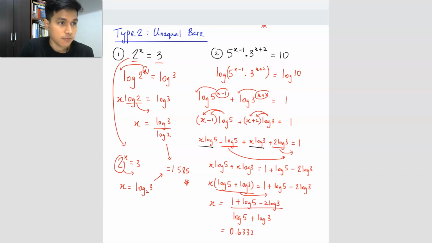If you see there's a divide sign here, instead of a dot or instead of times, or they write it as a fraction, you know you can change it to minus. Okay, you can change it to minus here. Alright, so we are done with type 2. Let's go to type 3.